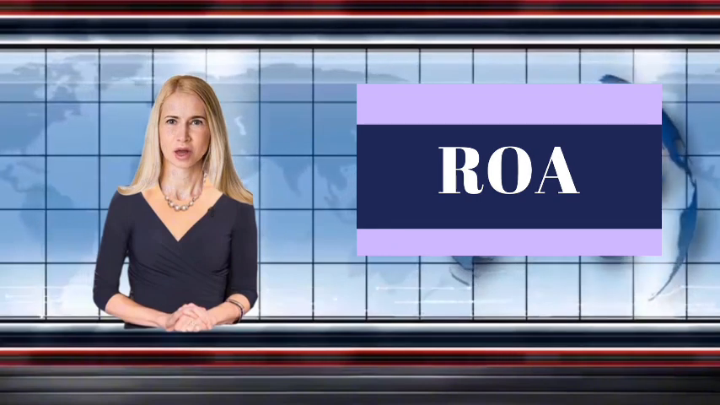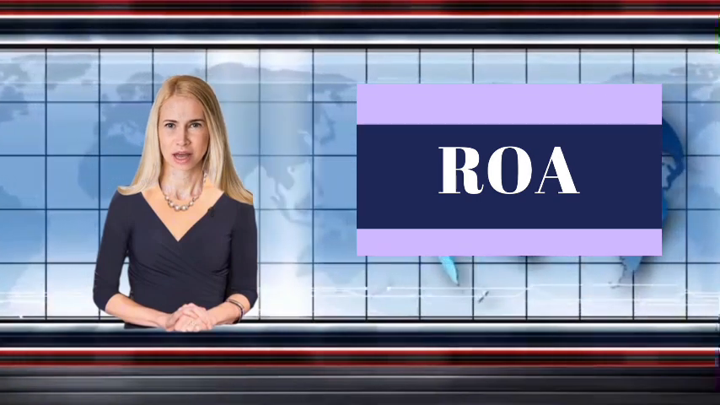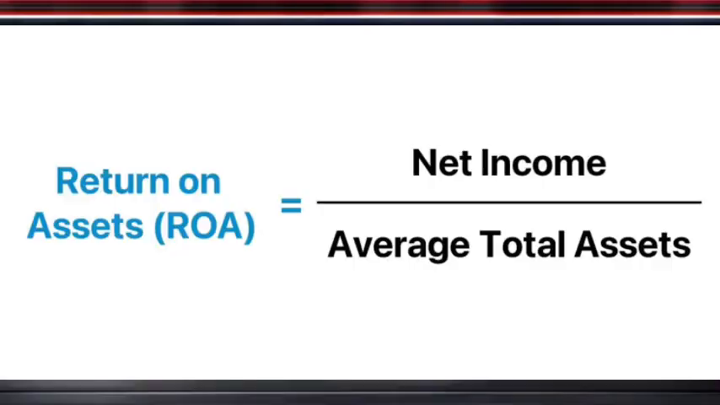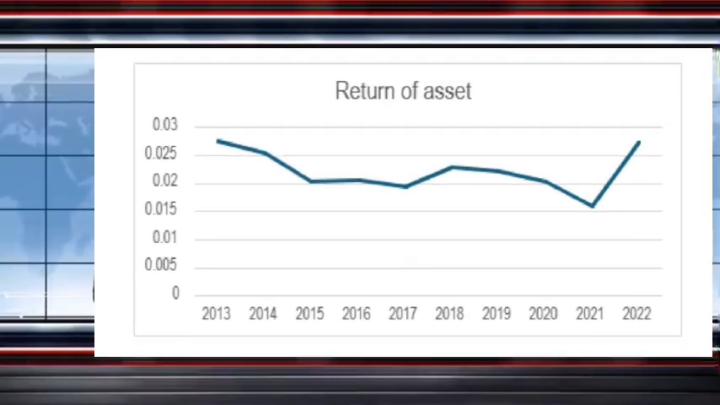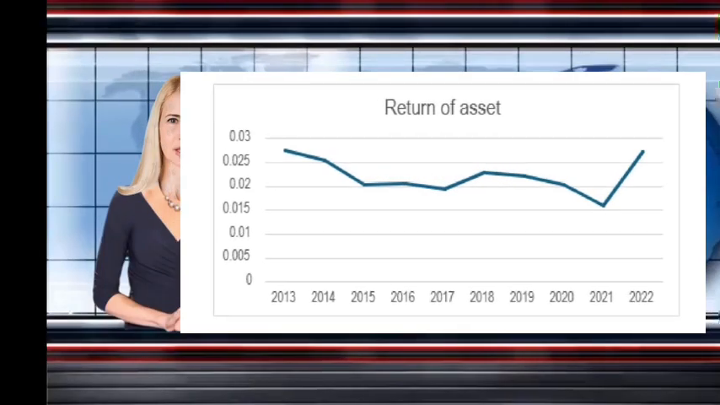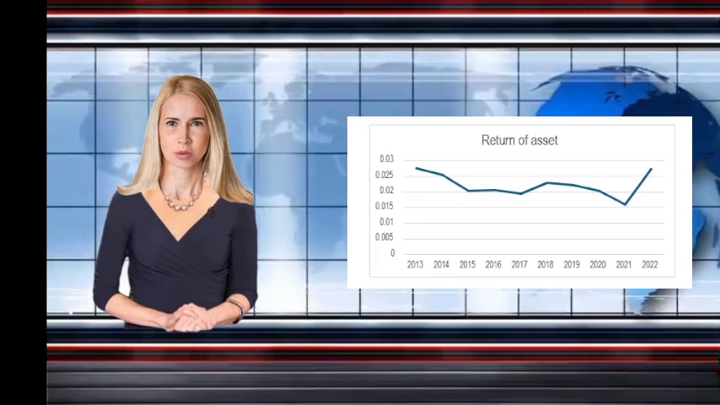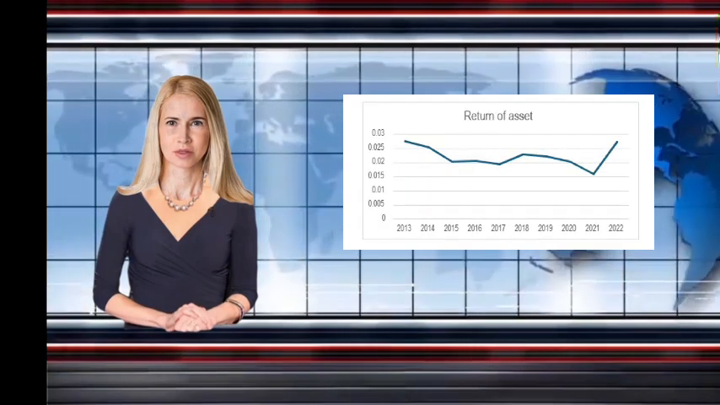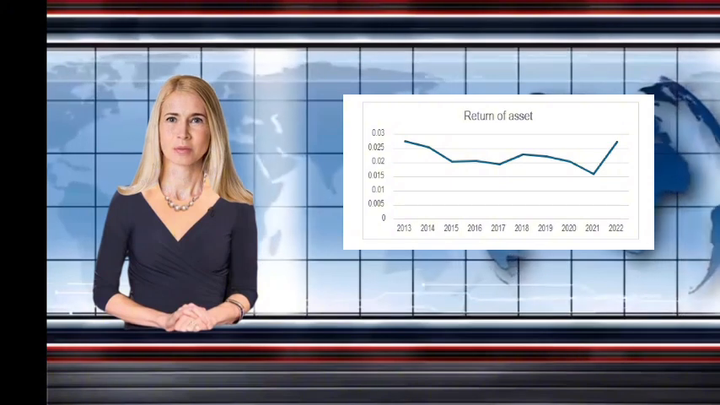Return on assets, ROA. ROA measures the bank's capacity to generate profits from its total assets. It is calculated as the ratio of net profit to total assets. HSBC Amanah's ROA has fluctuated between 0.019 and 0.028 from 2013 to 2022. This means that for every RM1 of total assets, HSBC Amanah was able to generate between 1.9 and 2.8 cents in net profits during the analysis period.